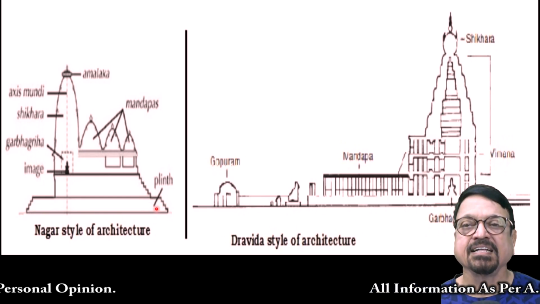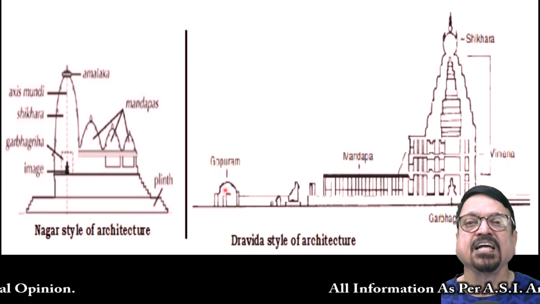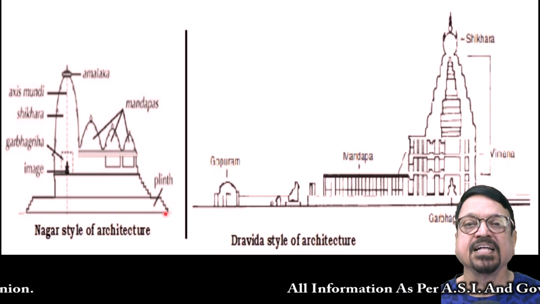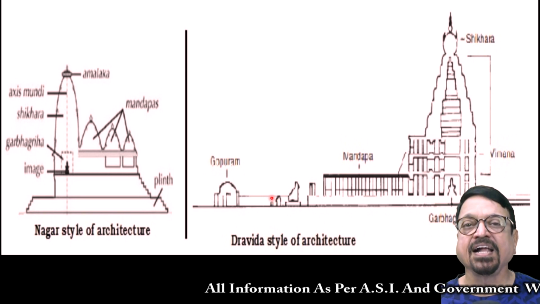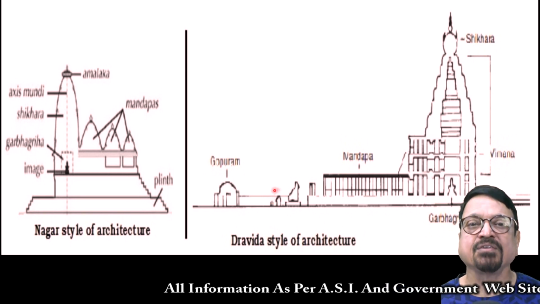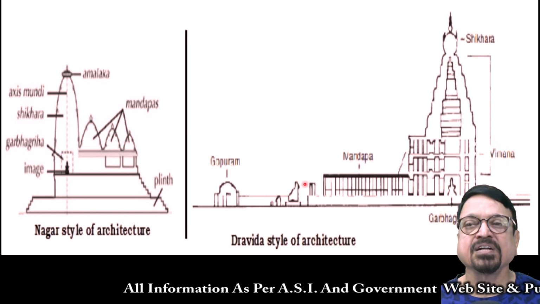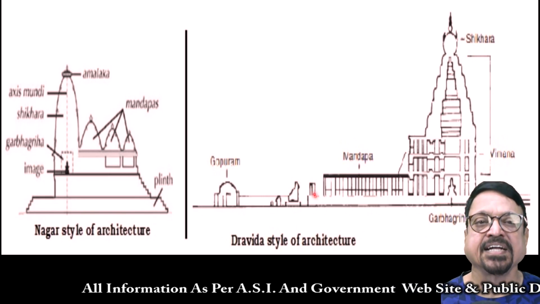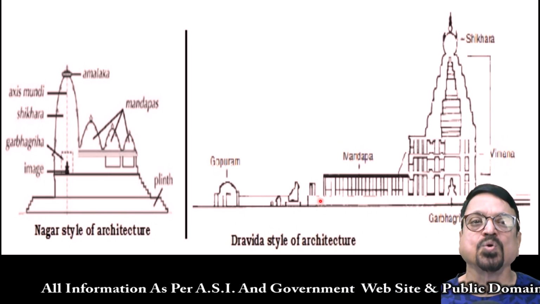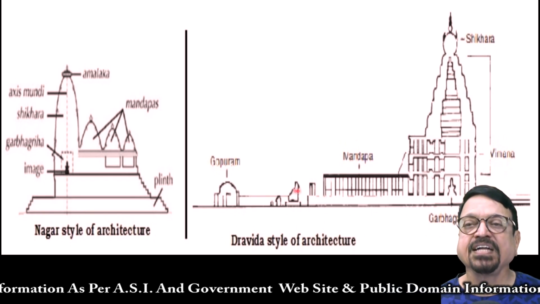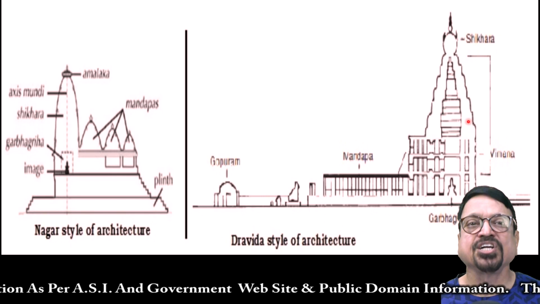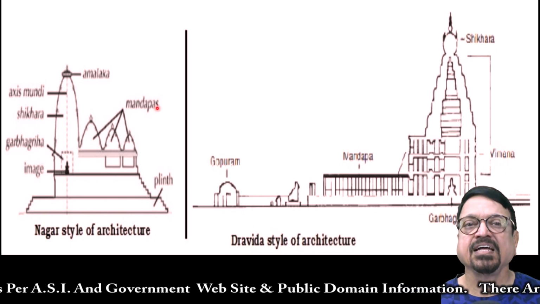Here is a Jagati, that is the raised plinth. Then a Gopuram is seen, which is not here. Then also there are Pushkaranis, that is the wells, which are seen in Dravidian style of temples, which are not seen in North Indian type. Then there is a Gopuram also. All these things you are seeing here are different. Look at the Shikhara, different.